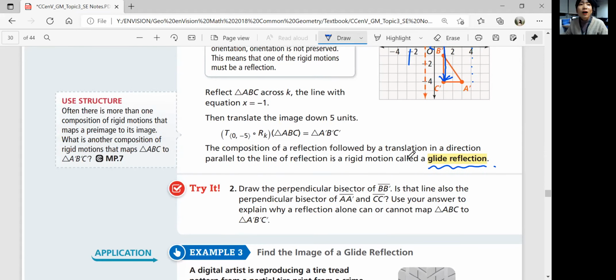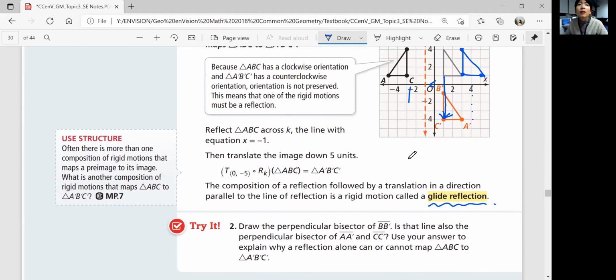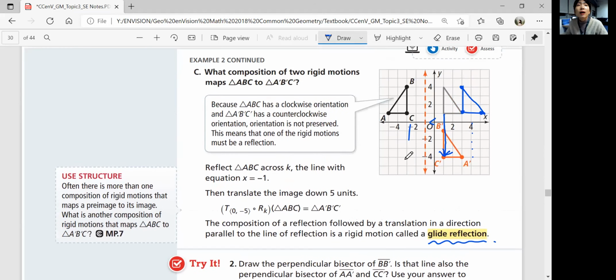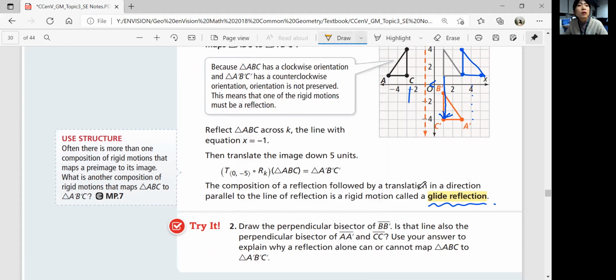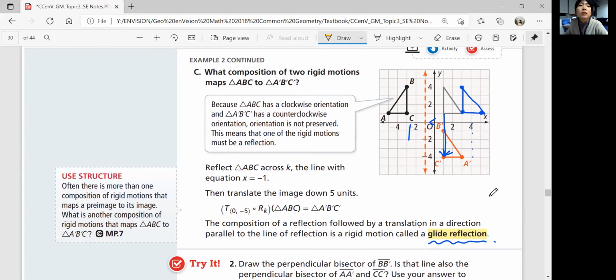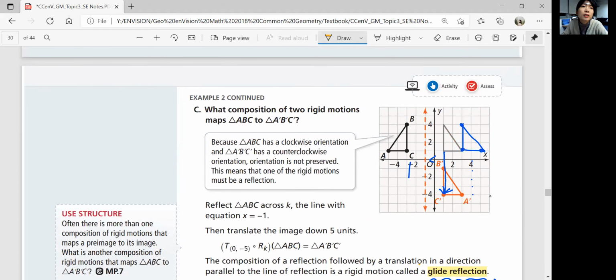Number 2, draw the perpendicular bisector of B to B prime, okay? The line B to B prime. Is that line also the perpendicular bisector of the line A to A prime and C to C prime? Okay. Use your answer to explain why reflection alone can or cannot map triangle ABC to triangle A prime, B prime, C prime. So first, let's draw a perpendicular bisector, B to B prime.